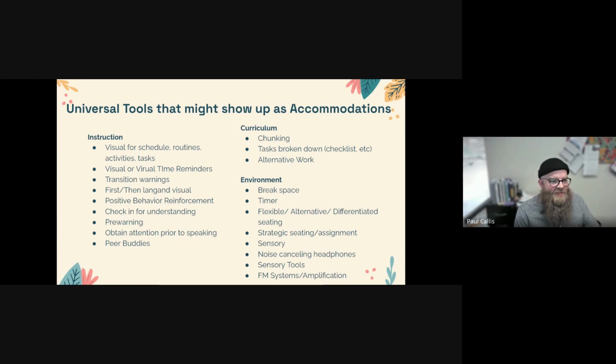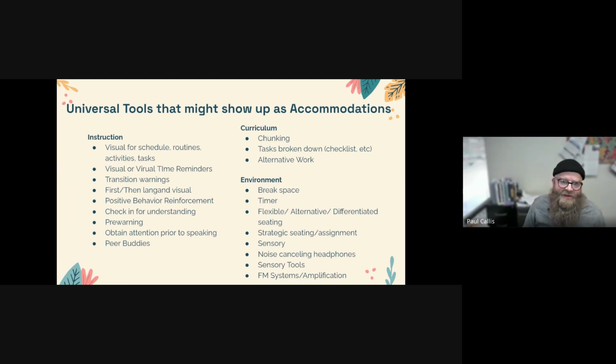Using a timer, visual timers are great. Just whatever you can use. A flexible, alternative, and differentiated seating. And the next one, strategic seating and assignment. Sometimes putting them in the front, sometimes putting them close to the teacher, sometimes putting them close to a door so that they can excuse themselves if they need to, next to a friend.